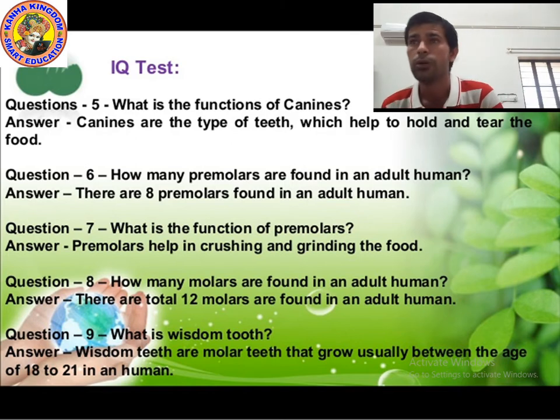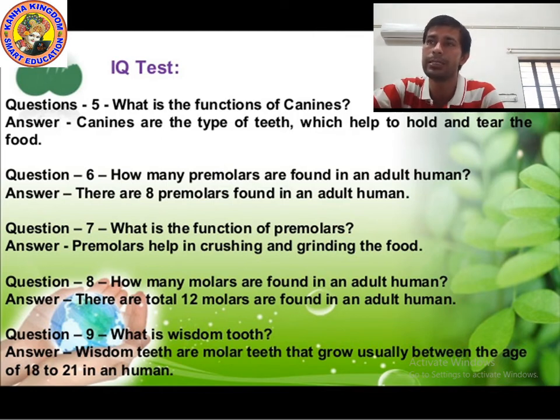Question number 7. What is the function of premolars? Premolars help in crushing and grinding the food. Yes, remember, premolars help in crushing and grinding the food. Question number 8. How many molars are found in an adult human? There are a total of 12 molars found in an adult human.